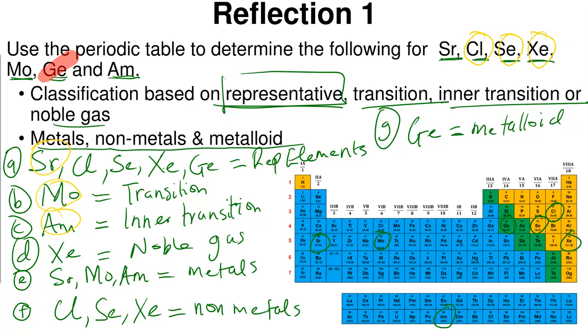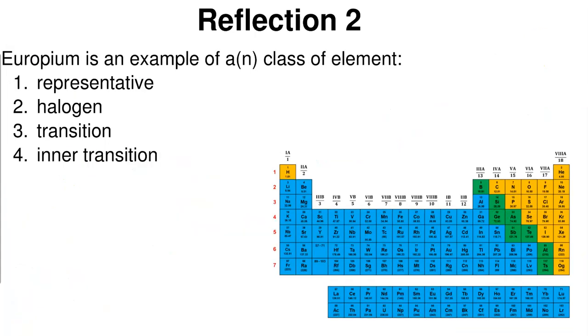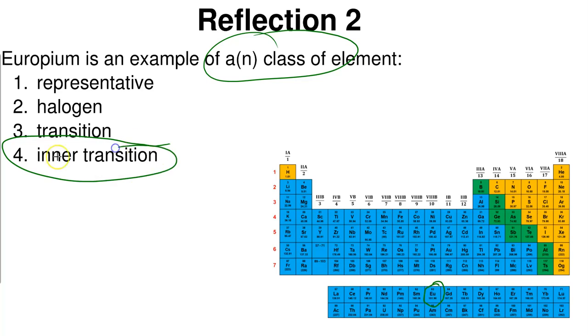Let's go to the next question. It says europium is an example of what element? If you go to your periodic table and look, europium is here. Europium is number 63, Eu. Since it's down there, it is an example of an inner transition element.